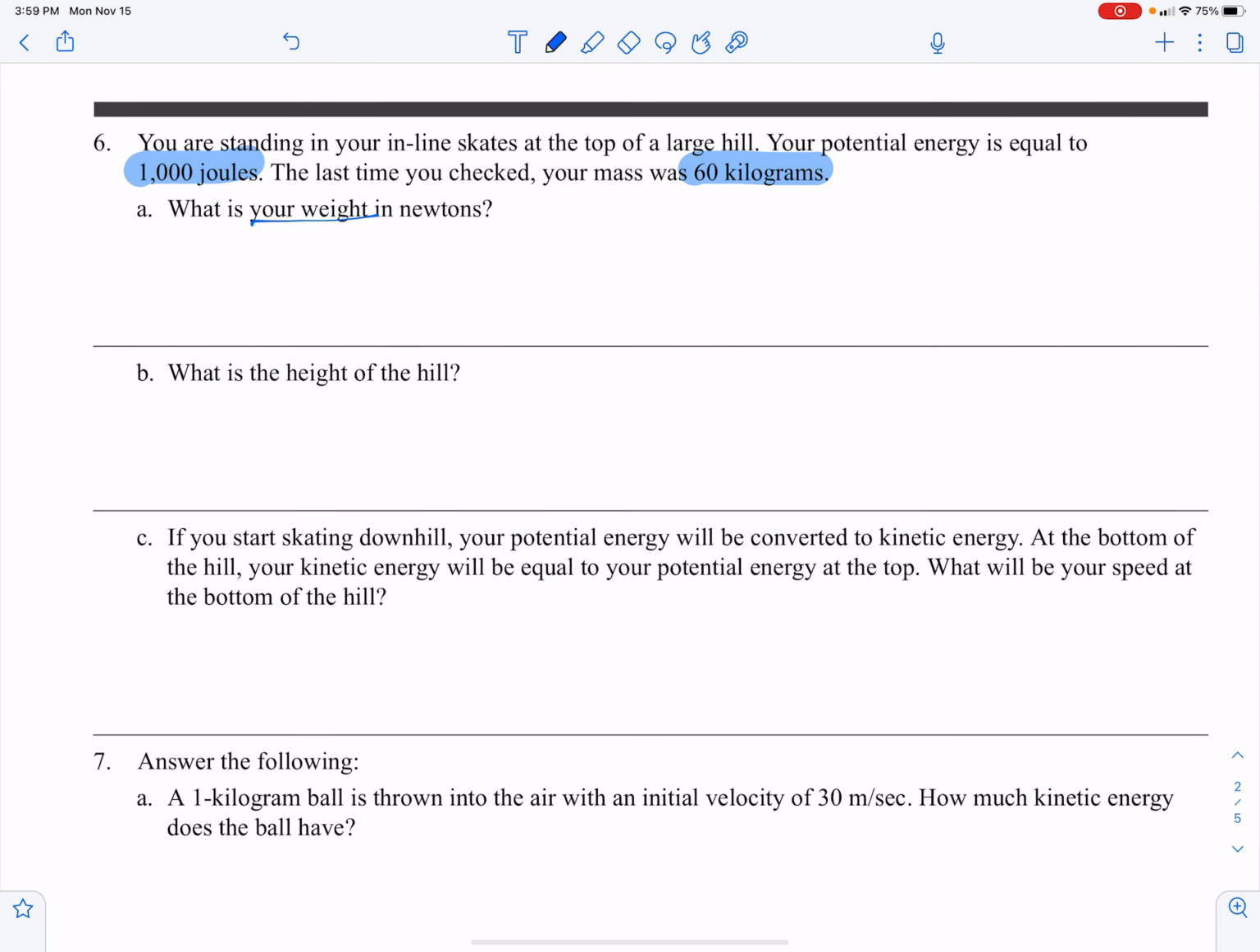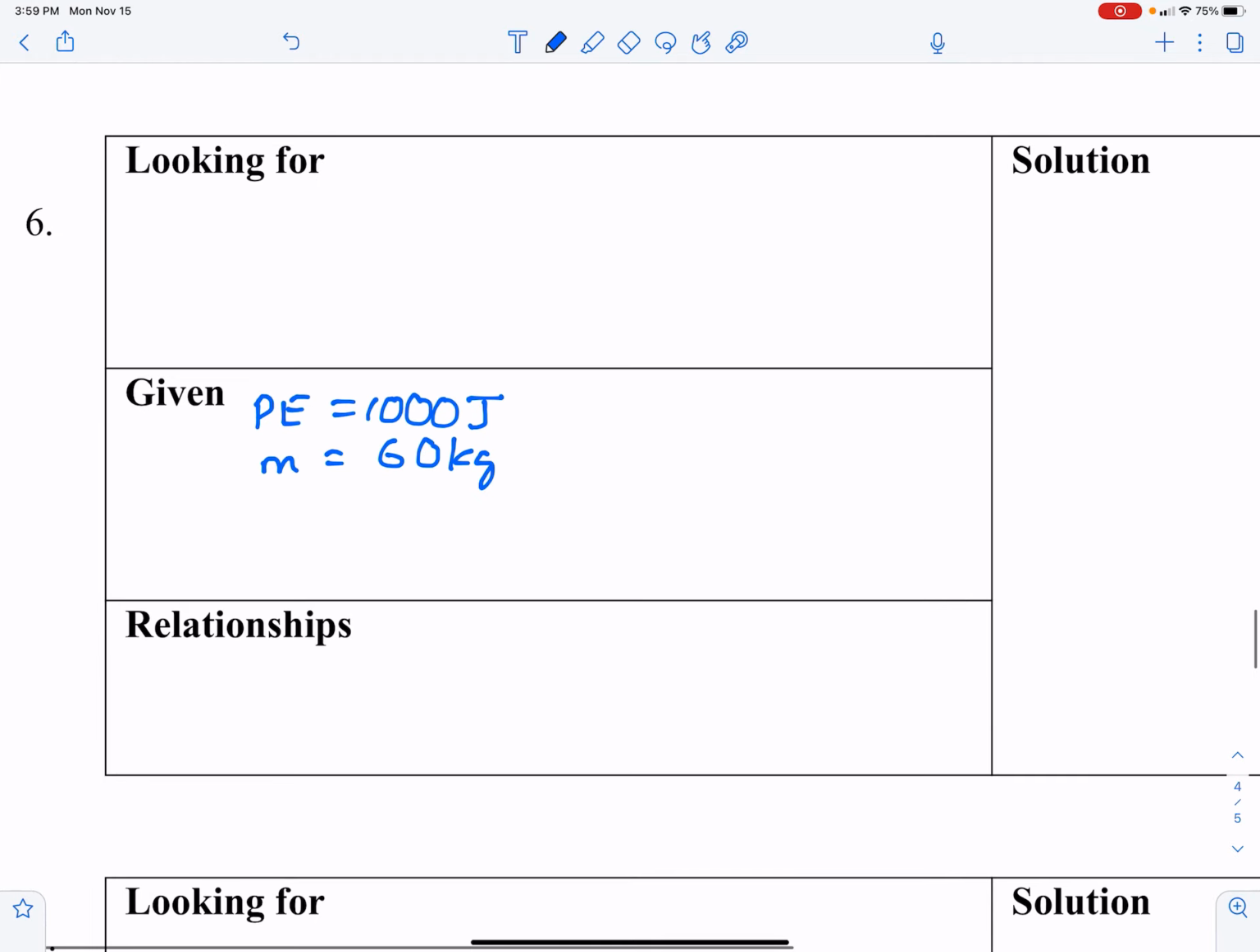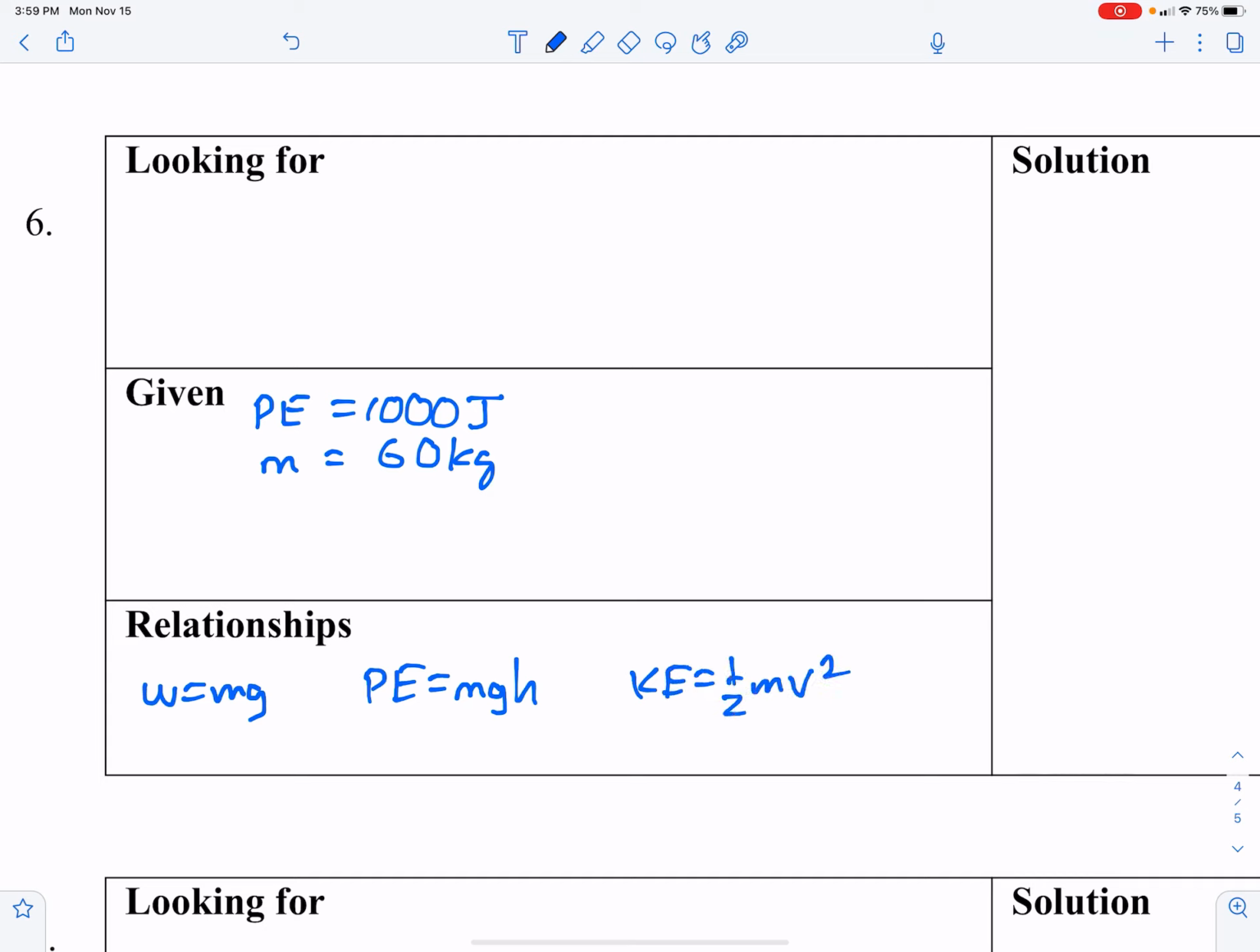In part A, we're looking for the weight. In part B, we're looking for the height of the hill. In part C, we're looking for the speed at the bottom of the hill. We also need the potential energy equals mgh calculation, as well as the kinetic energy equals 1/2 mv squared calculation.